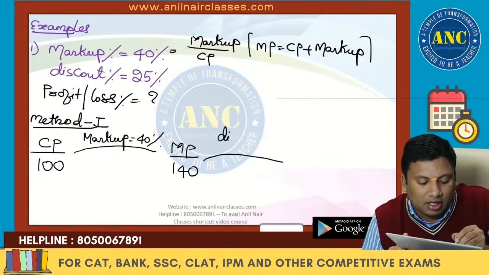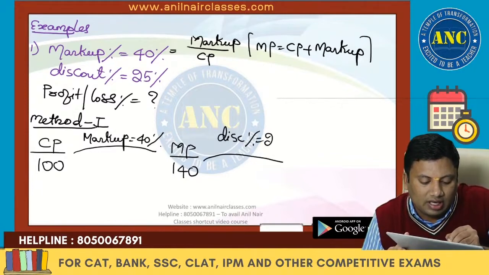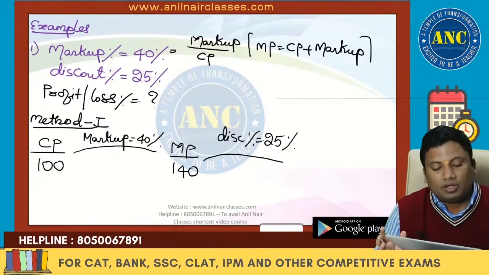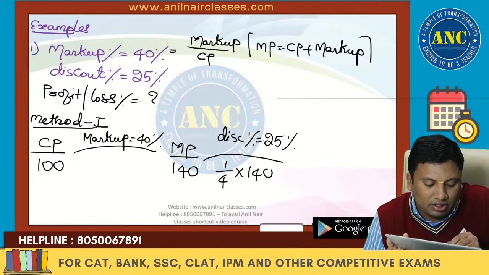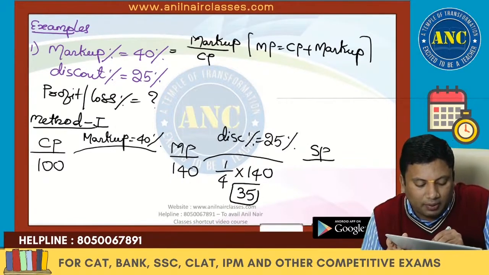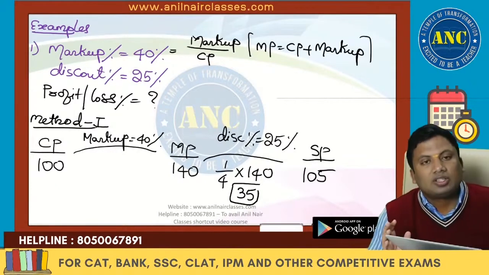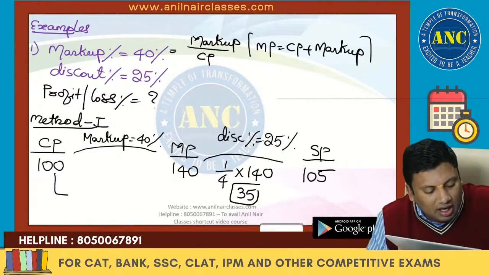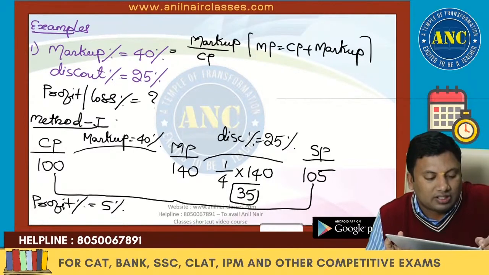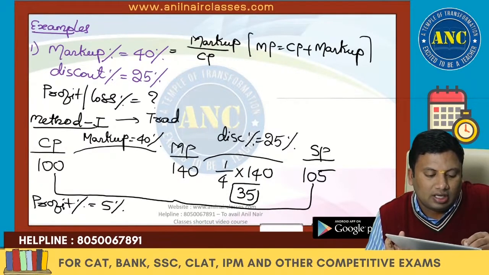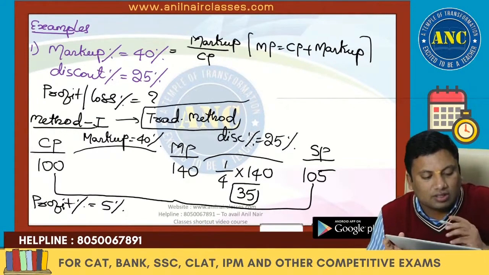Then on this, I gave a discount of 25%. 25% is 1 by 4 into 140, which is 35. I gave a discount of 35. Selling price is 105. 100 became 105. What is the profit I got? 5%. This is the traditional method. Most of the students will solve like this.